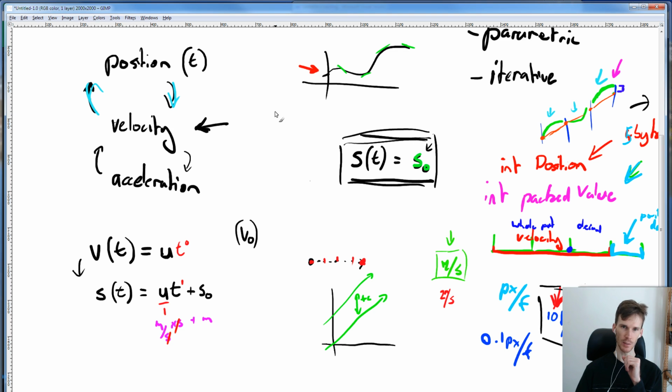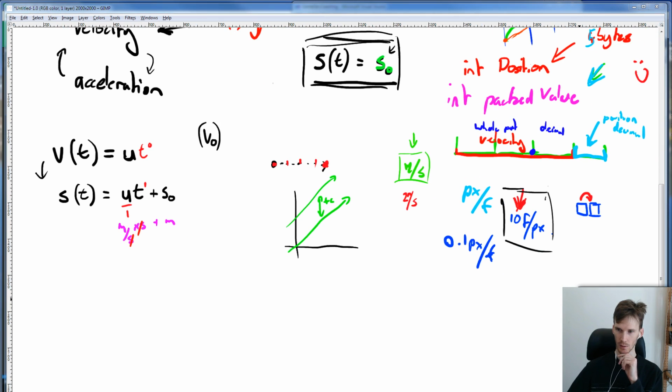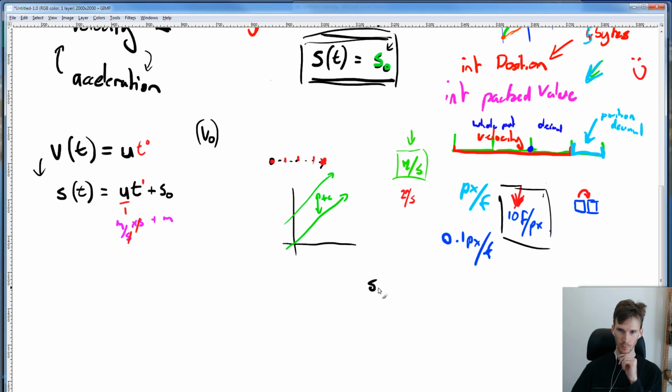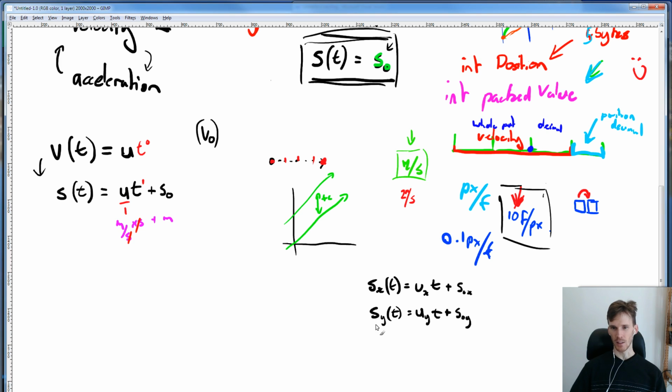And so if you want 2 dimensions, if you want an X and a Y, we'd have to differentiate? No, we basically just do it twice. So what this becomes, I'll do it over here. I think you mentioned this a couple episodes ago about how we have to do it twice, but I missed it. That's all right. So I'll just write it out. It's like SY T equals U Y T plus S0Y.